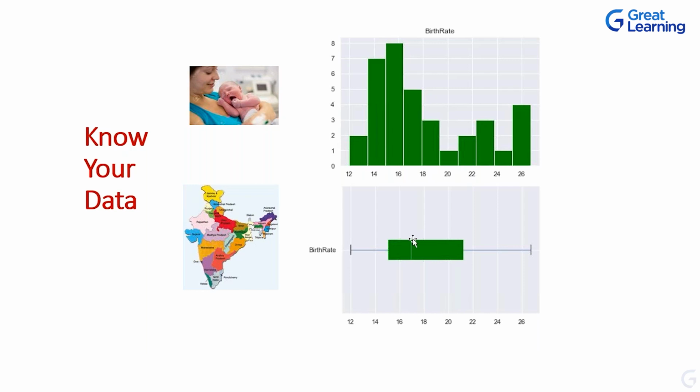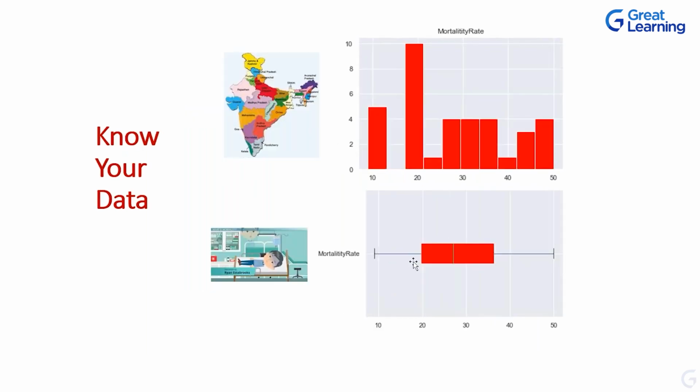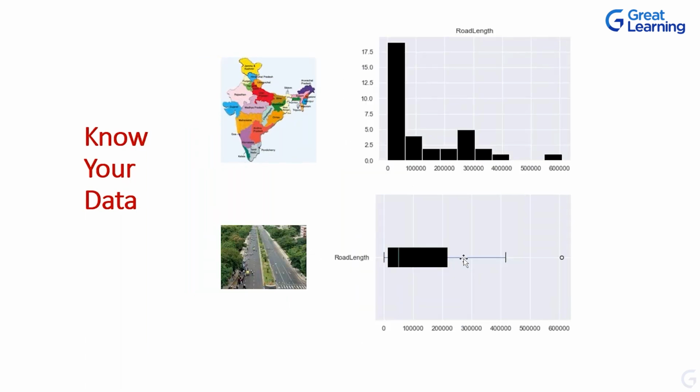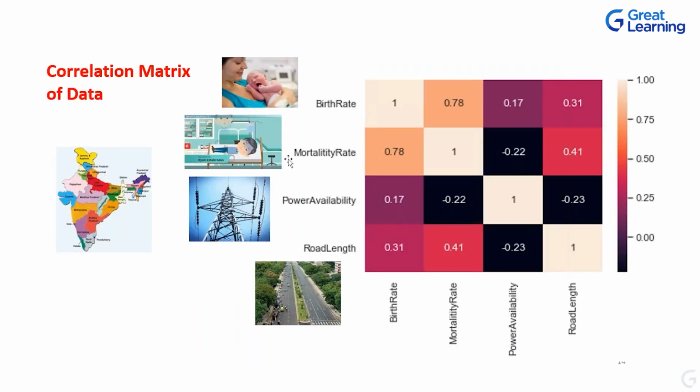Then we are going for histogram and box plots, and here power availability, and we can see clearly that there are outliers with regard to road length. Yes, there are outliers. I have made the correlation matrix also. Mortality rate, birth rate, both go together, 0.78. Rest are very weak correlations.